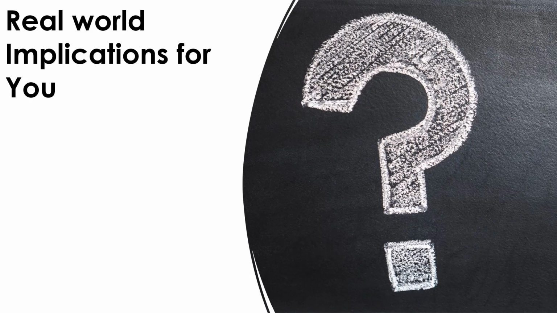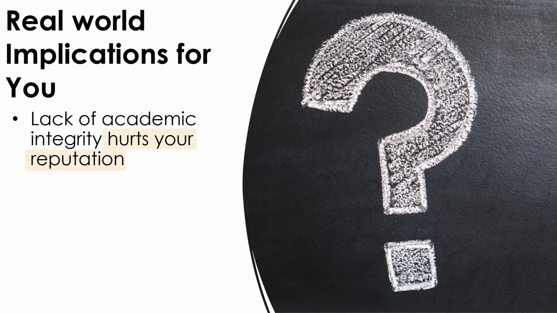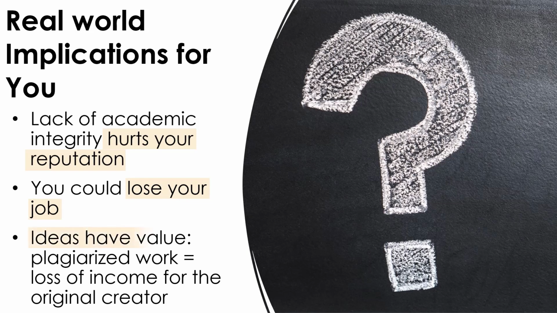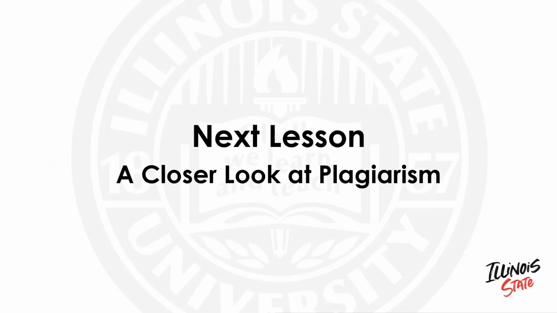Before we get into the specifics of plagiarism in the next video, you should be aware that academic dishonesty and plagiarism can impact you even outside of the university. No matter what your profession, you will need to know how to attribute research and other people's work. Failing to do so can hurt your reputation or job. And remember that ideas have value, and plagiarizing others' work often means a loss of income for them. In the next lesson, we'll take a closer look at the many types of plagiarism.